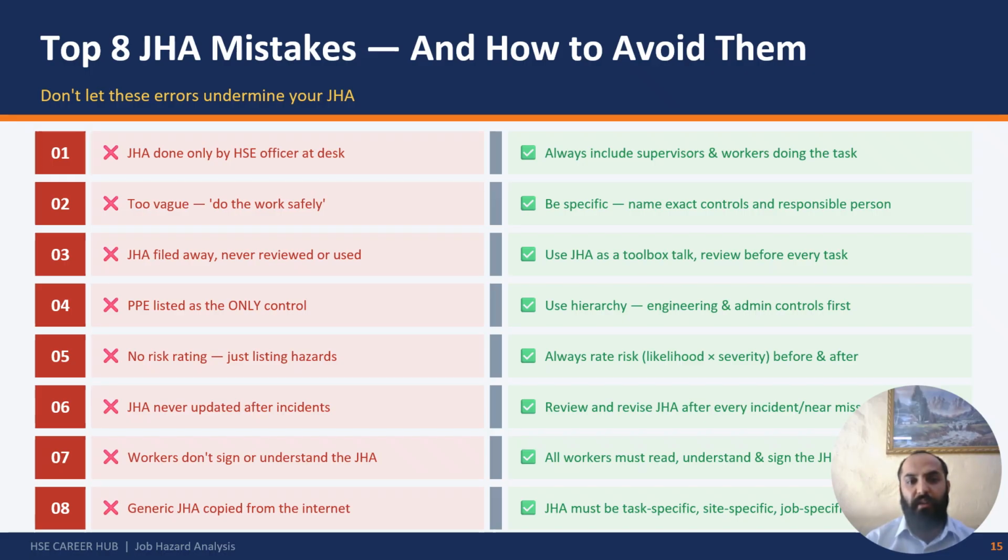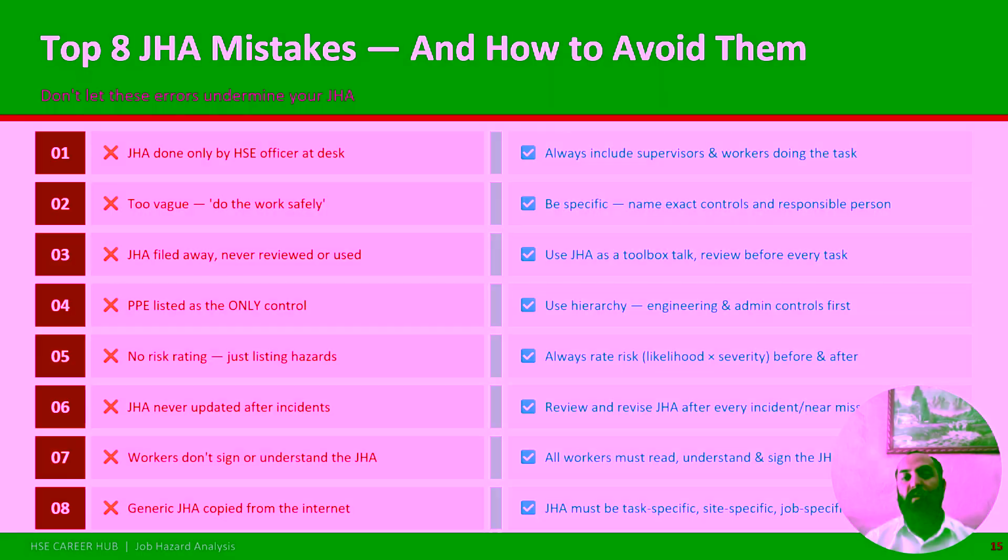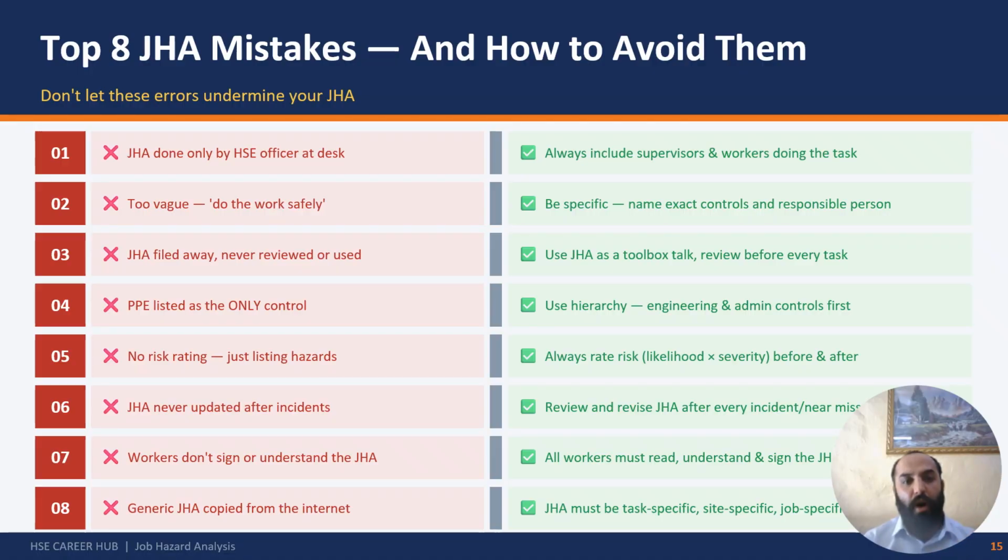Mistake 7 is workers don't sign it and don't understand it. A JHA that workers haven't read, discussed, and signed is just paper. Get every worker's signature. Walk through it with them personally. Ask them, do you understand this step? Do you agree this control will protect you?